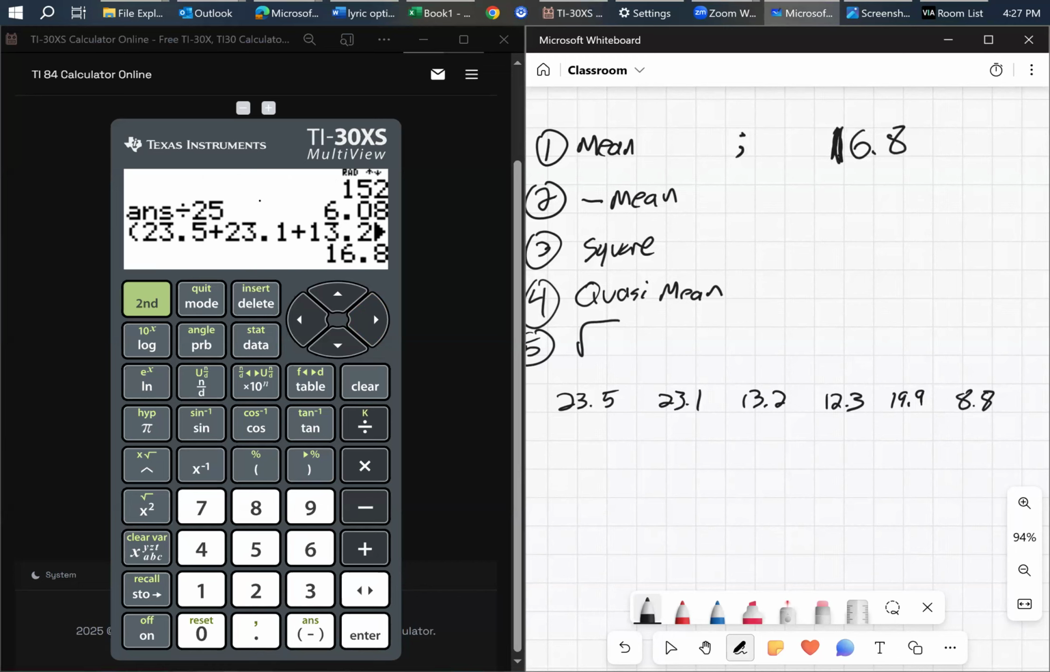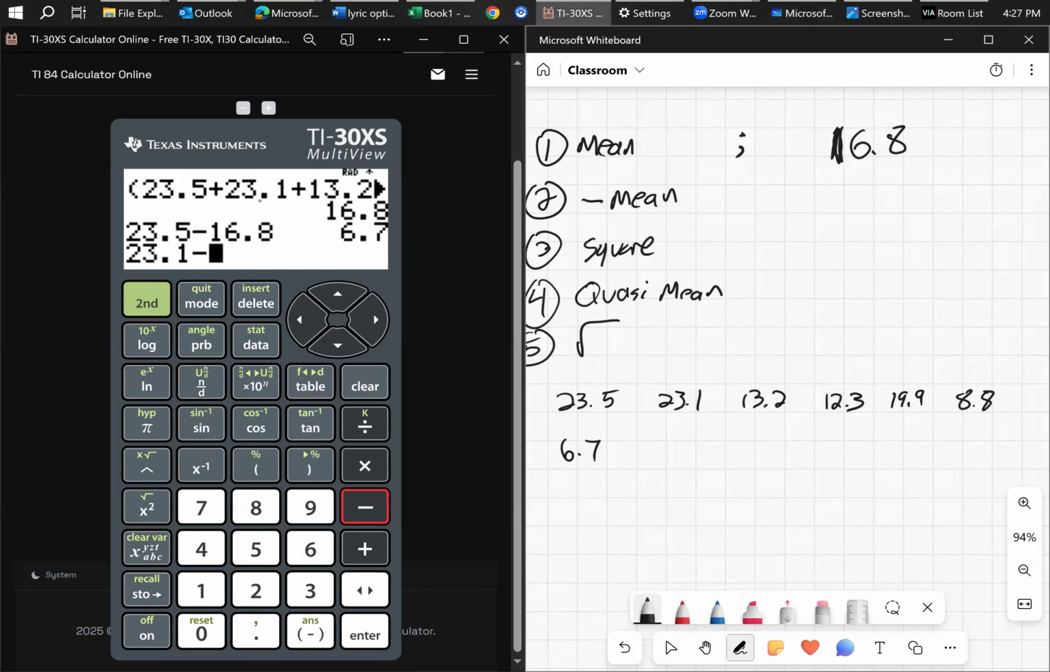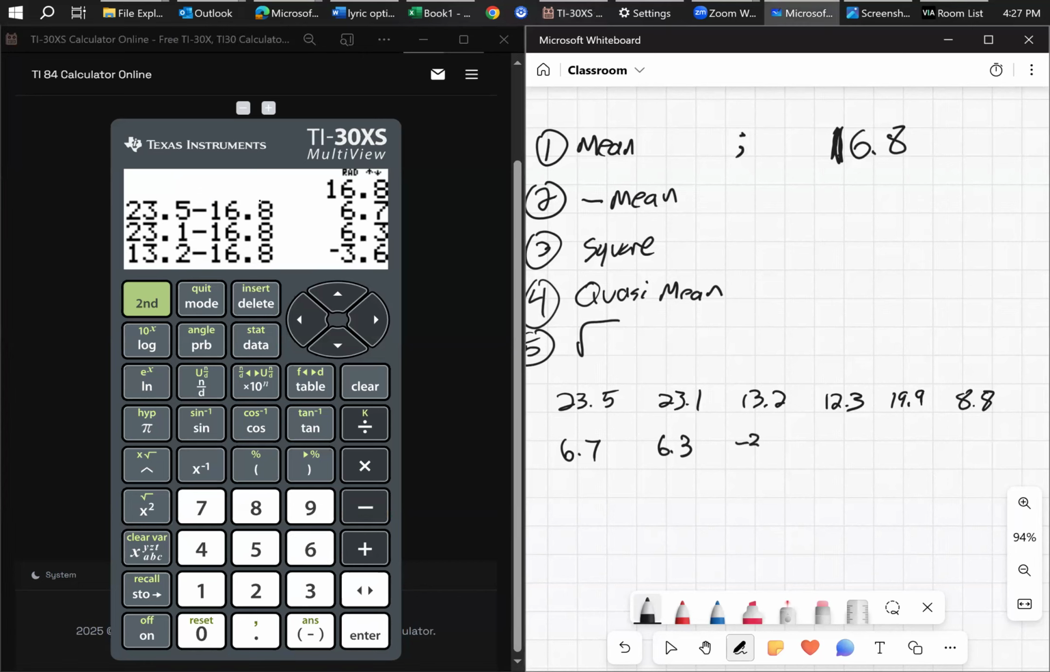Okay, now one at a time, we subtract the mean from the 6 data values. So for example, we'd have 23.5 minus 16.8. That would give us 6.7. And 23.1 minus 16.8, this would give us 6.3. And 13.2 minus 16.8, negative 3.6, etc.